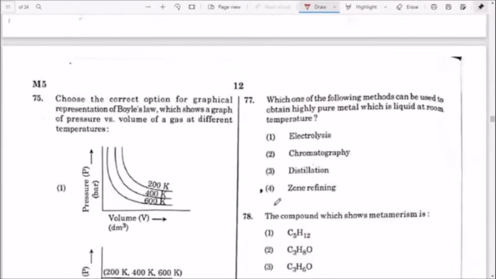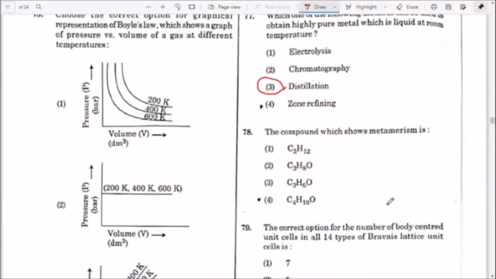Next, question number 77. Which one of the following methods can be used to obtain highly pure metal which is liquid at room temperature? Yes, distillation. Which one of the methods can be used to obtain highly pure metal which is liquid at room temperature? Distillation you can do.